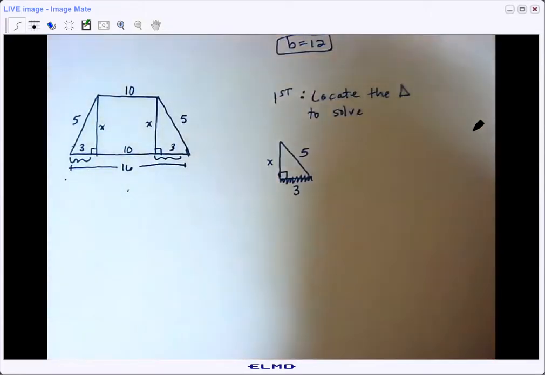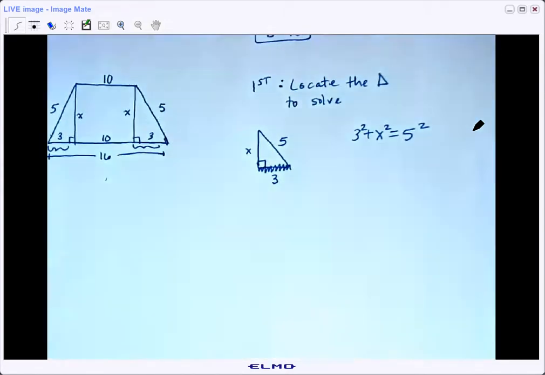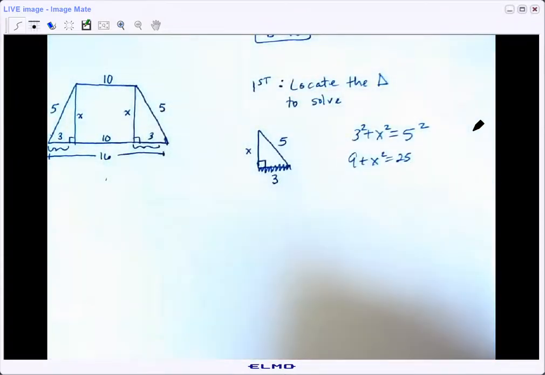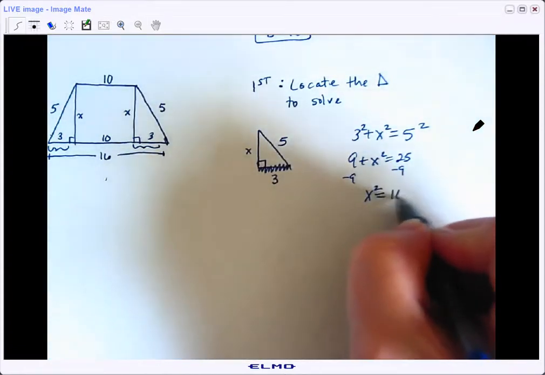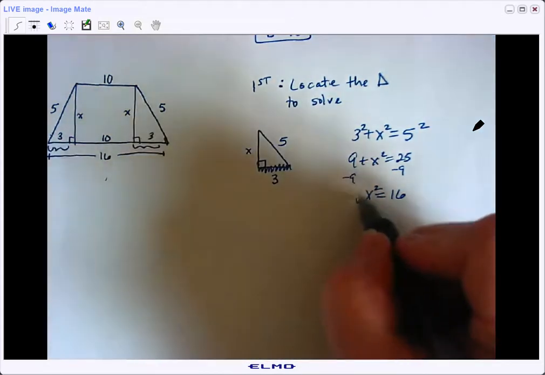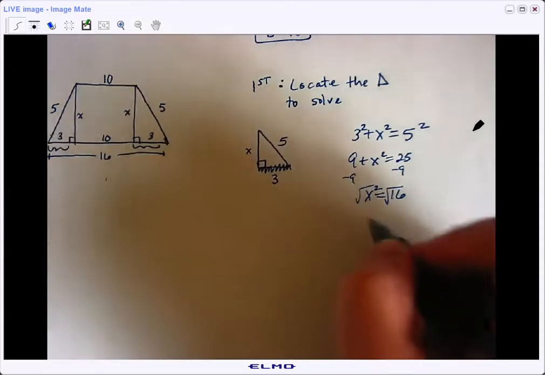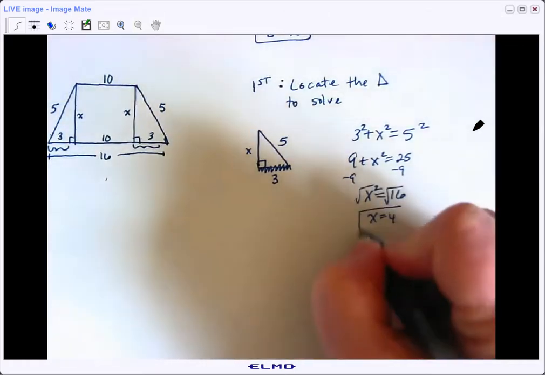So using our Pythagorean theorem, we have 3 squared plus x squared equals 5 squared. And many of you already know what that number is going to be, but we'll go ahead and solve it. The 9 plus x squared equals 25. And subtracting 9 on both sides, x squared equals 16. So x is what? Anybody? Square root of 16 is 4. Nice. And there's your x.